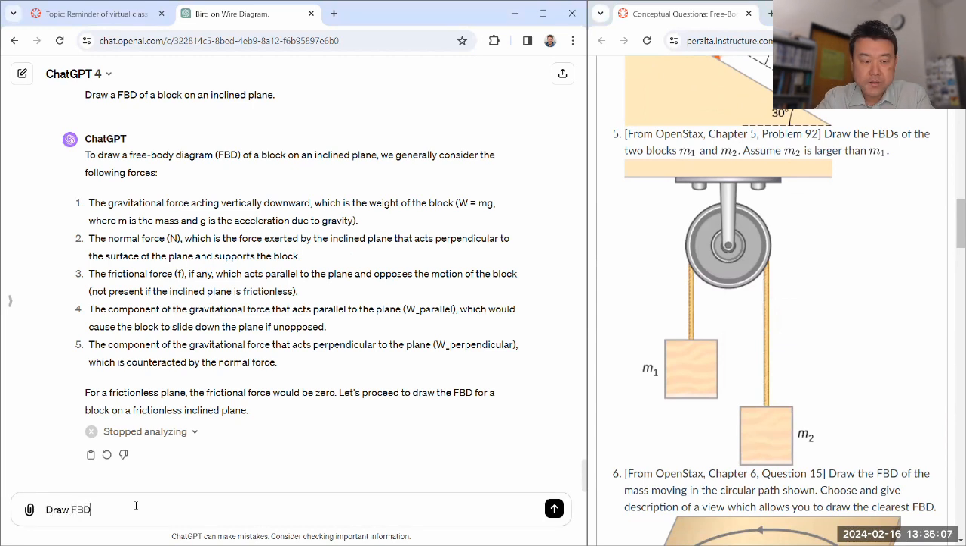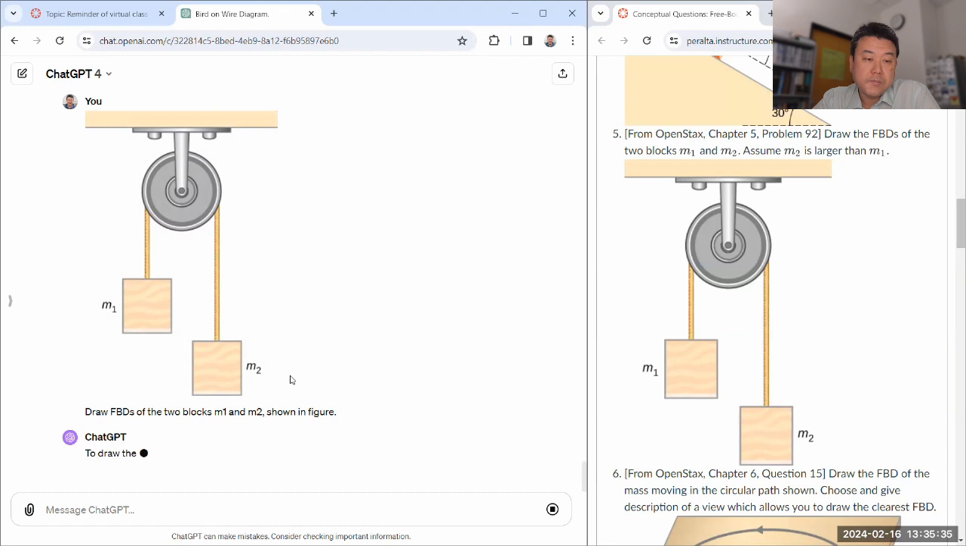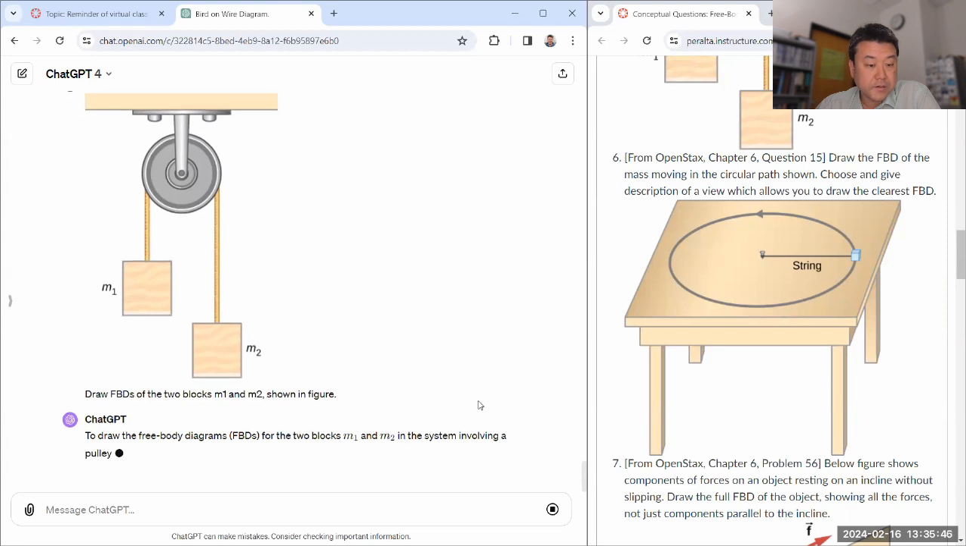So, draw free body diagrams of the two blocks, M1 and M2, shown in the figure. This it'll probably draw correctly. So I guess it's not doing all that well on two-dimensional problems. I imagine because there's a lot of fine-tuning to work out when it's generating those plotting codes for drawing the arrows. But these are one-dimensional. It might be able to get it right. We'll see. You'll provide the blocks M1 and M2 in their system. Yeah.